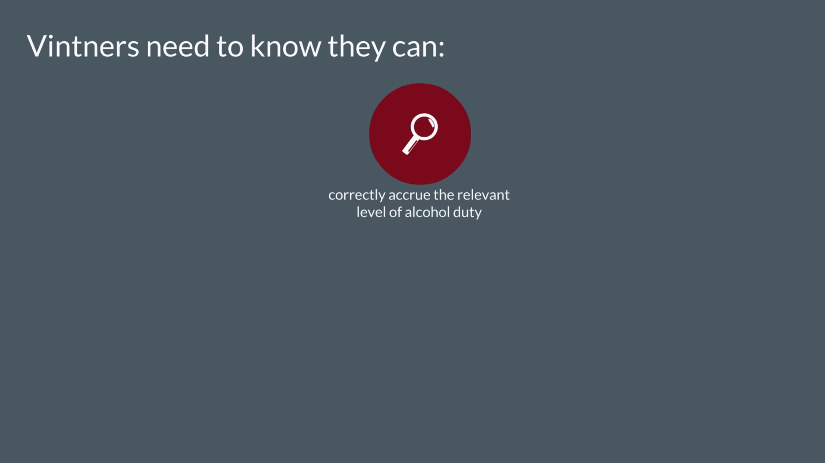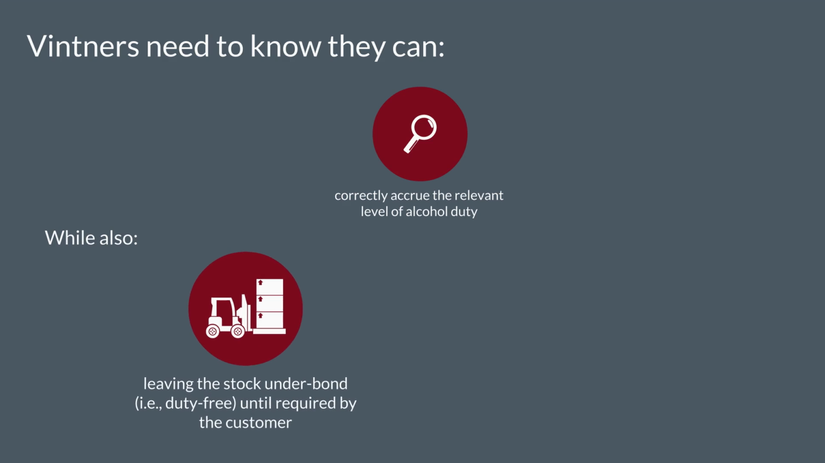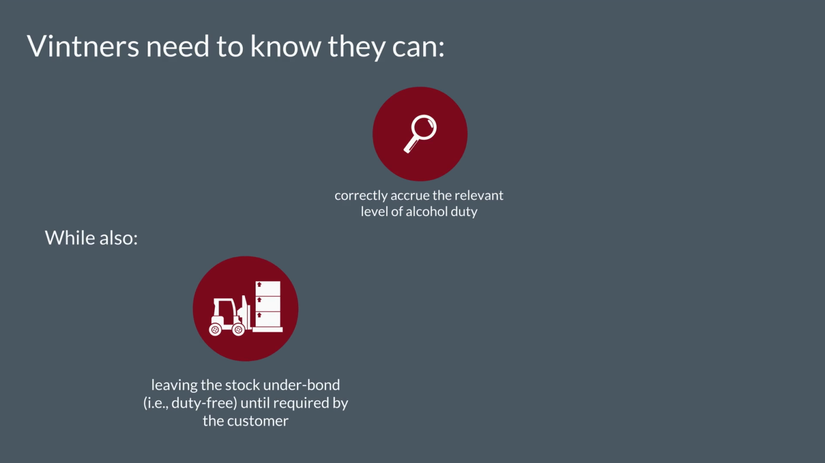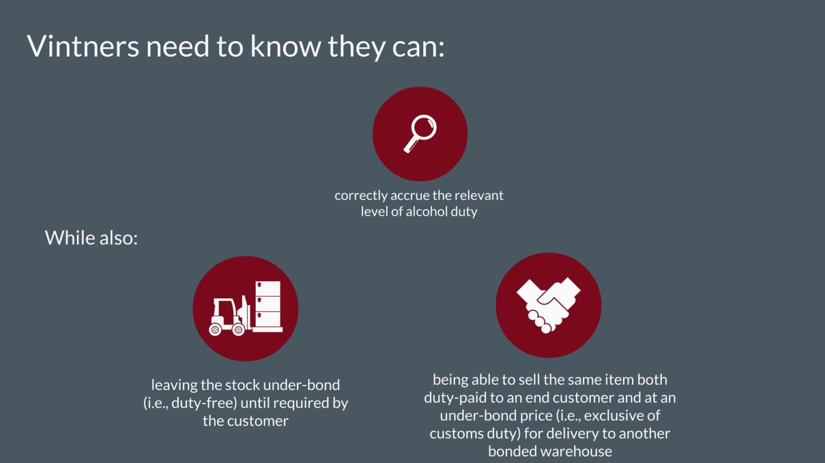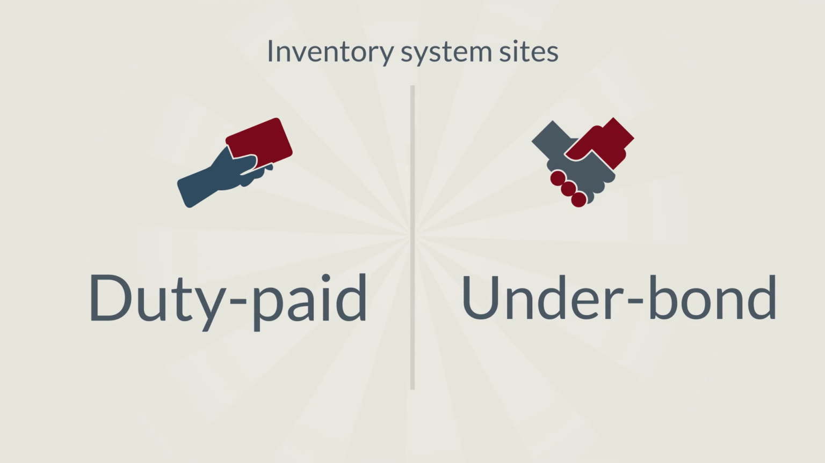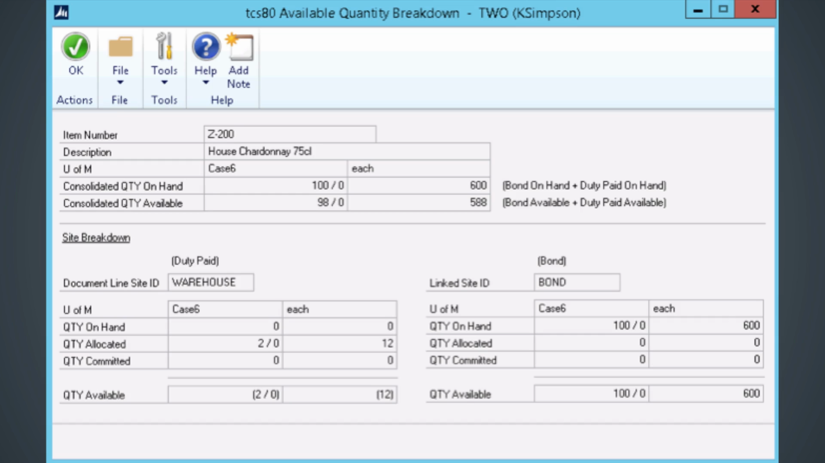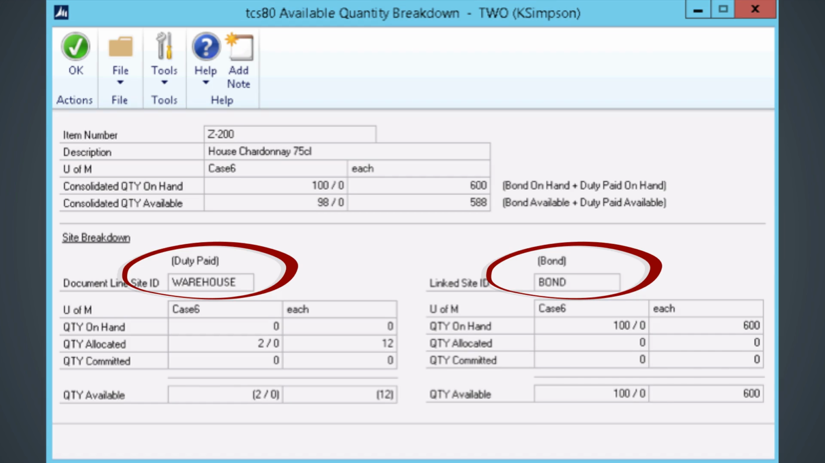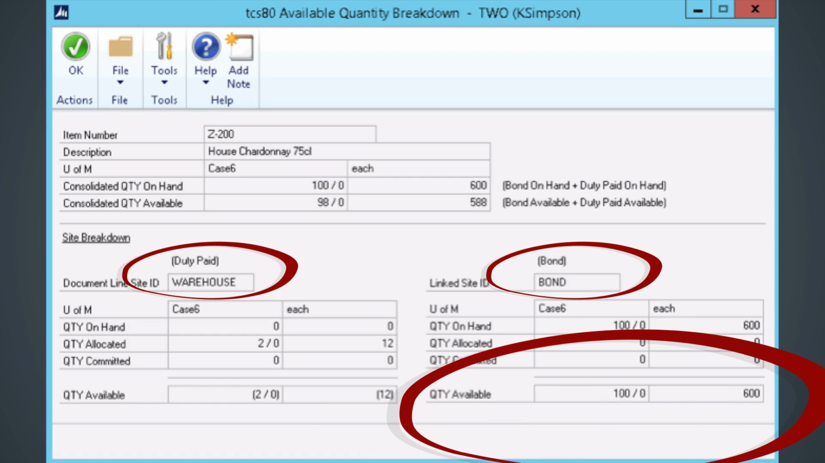Vintners need to know that they can correctly accrue the relevant level of alcohol duty, while also leaving the stock under bond until required by a customer, and also being able to sell the same item, both duty paid, and under bond price for delivery to another bonded warehouse. Typically, duty paid and under bond would be treated as two separate sites in an inventory system, but the Dynavistics solution allows you to link bond and duty paid site so that your sales order department can easily see the total inventory available when taking customer orders.